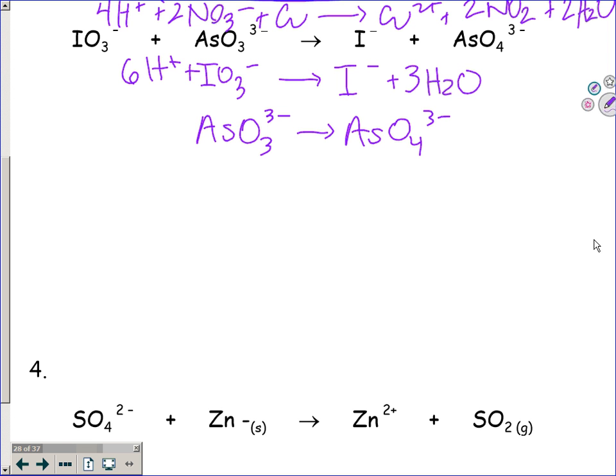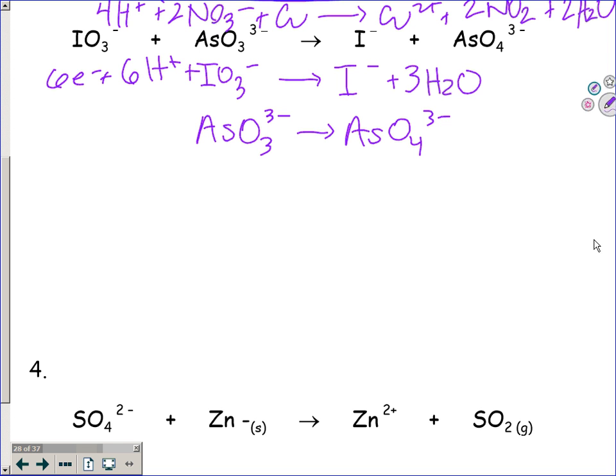Now do what? Charge. So what's the net charge over here? +5 over here. -1. So +5's got to go way down to -1. How many do I add? 6 electrons to the reactant side. Oxidized or reduced? Reduced. Okay, arsenics are fine.